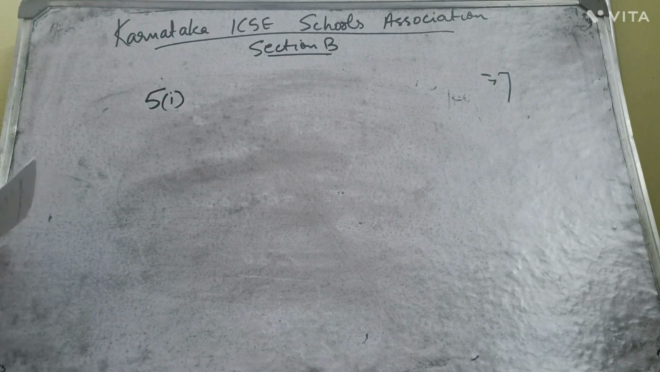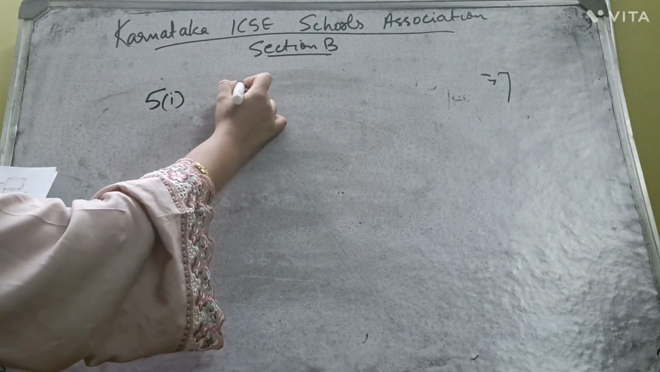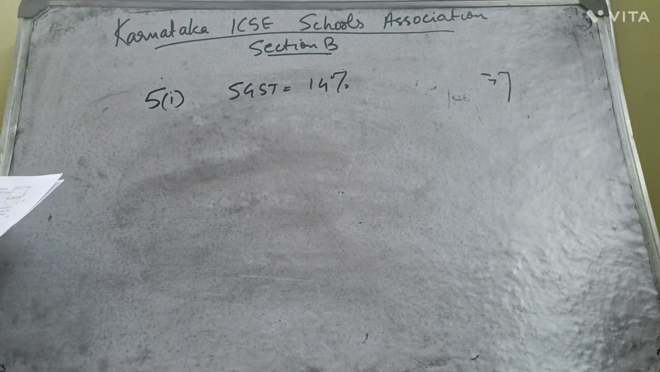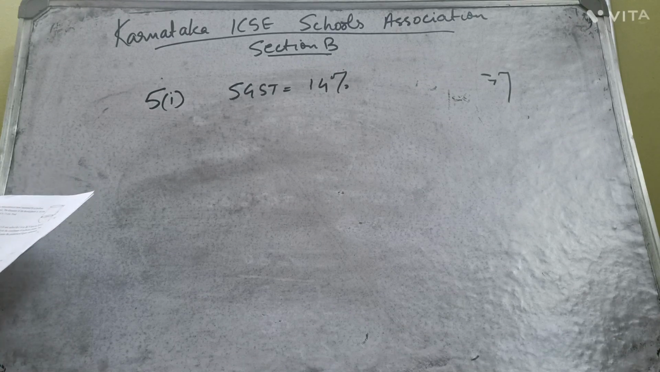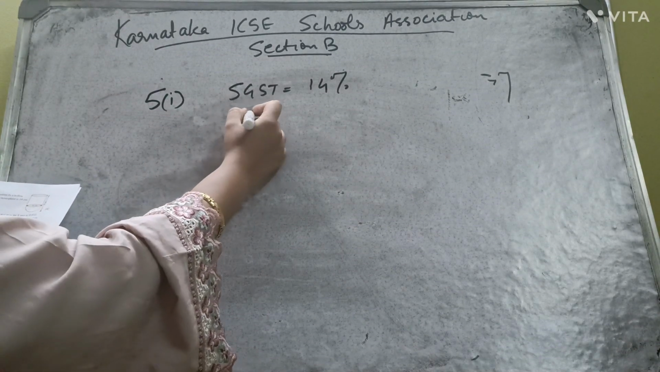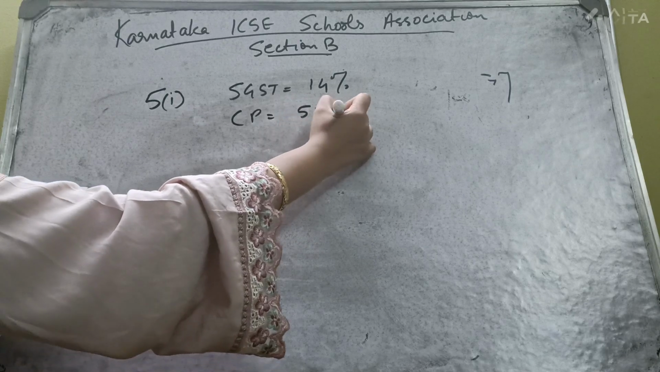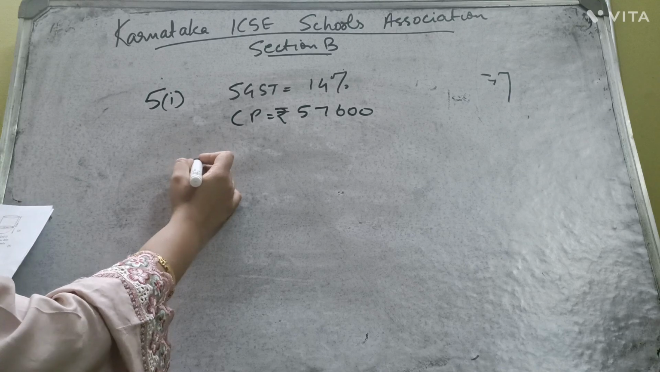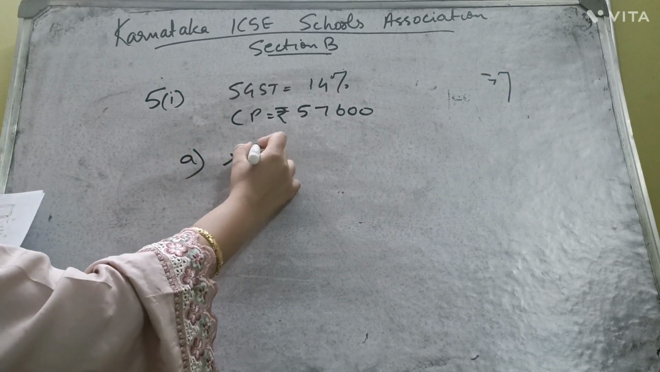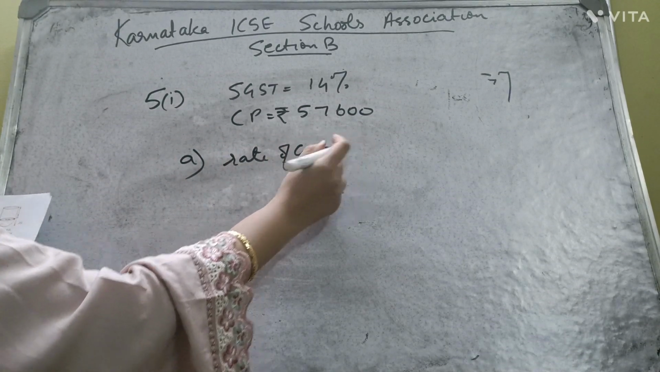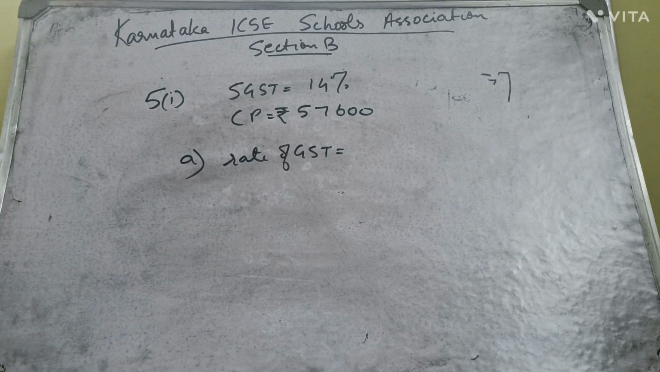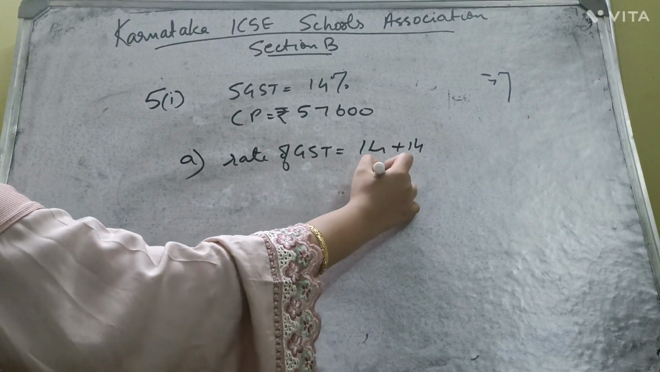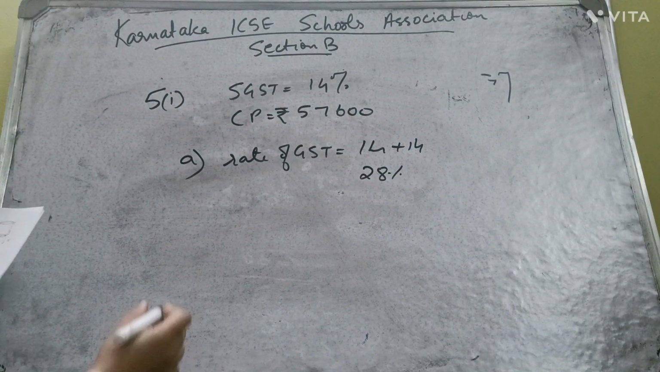Fifth main, first one. The SGST on an AC is given as 14%. And the price of the AC including the GST is rupees 57,600. So the cost price is coming as 57,600. What is the rate of GST? So first subdivision is rate of GST. So we know GST gets split into SGST and CGST. So 14 plus 14, which is 28%, is the first answer.